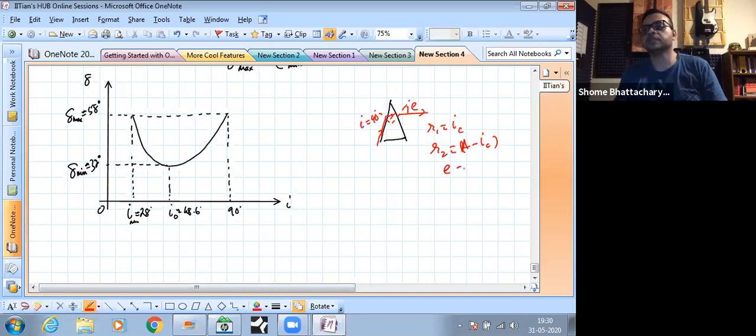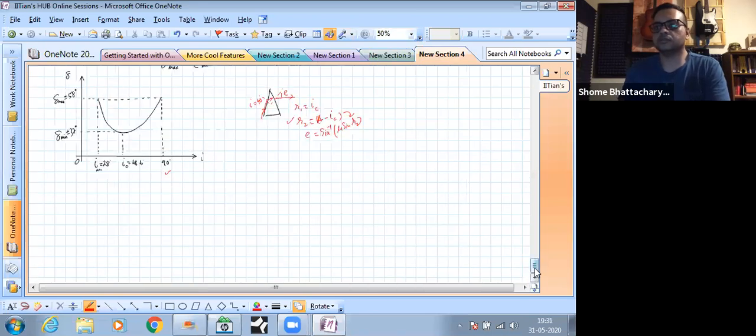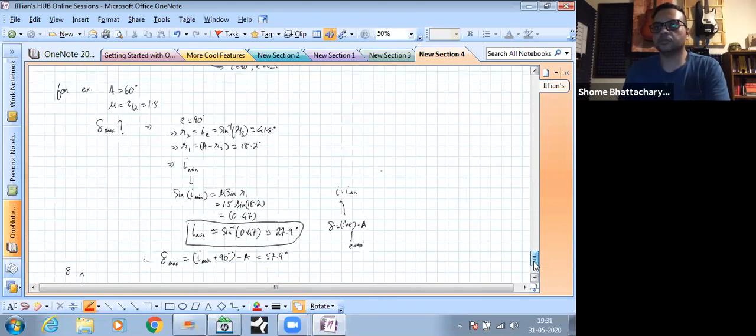Angle of emergence becomes sine inverse of mu sine r2, where you substitute this. So that becomes this case where your angle of incidence is 90 degrees. So just a quick note for this.